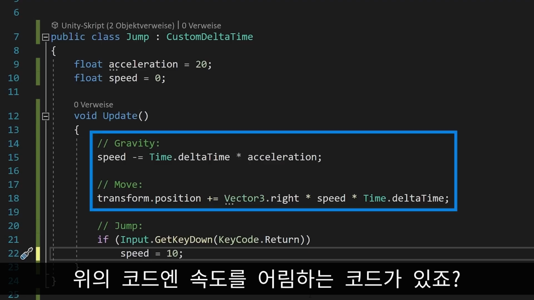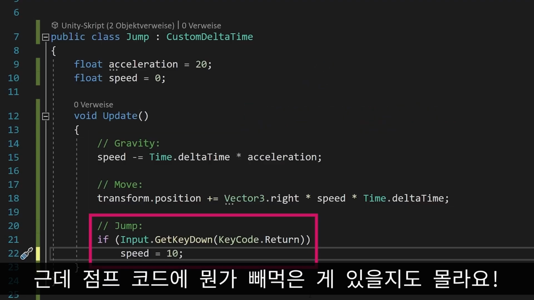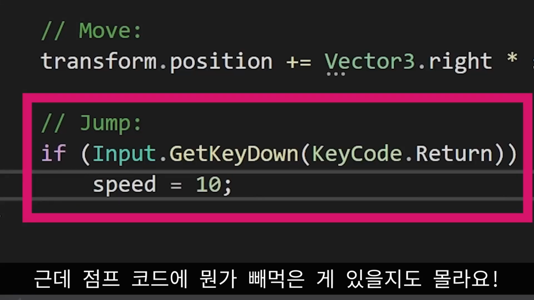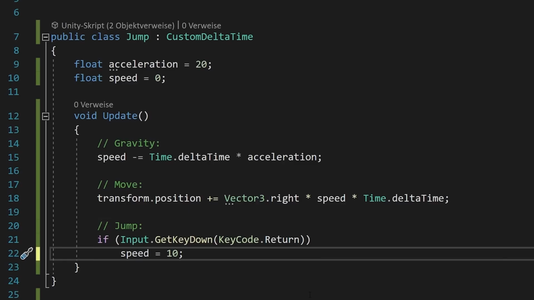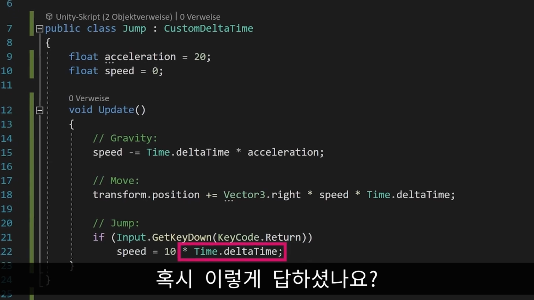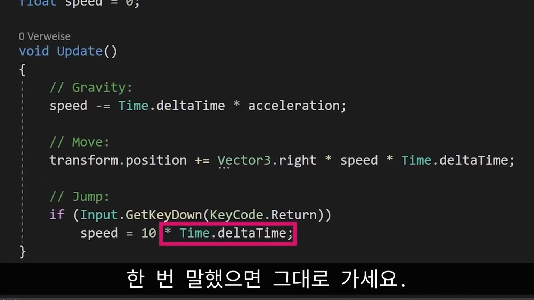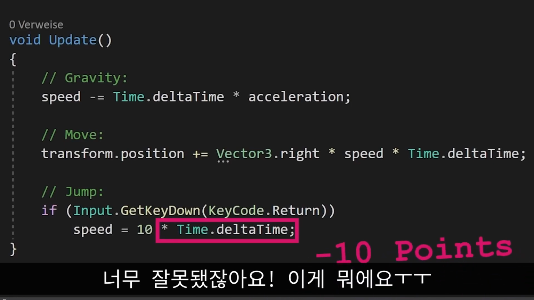So in this case, for movement, we're using the approximation, which is fine, but I might have removed something very important from the jump code down here. And if you can tell me what's missing, then you'll get some points. You have 3, 2, 1, lock in your answer. And if this is your final answer, okay, don't lie to me. What's locked in is locked in. And then you get minus 10 points, because this is so wrong.